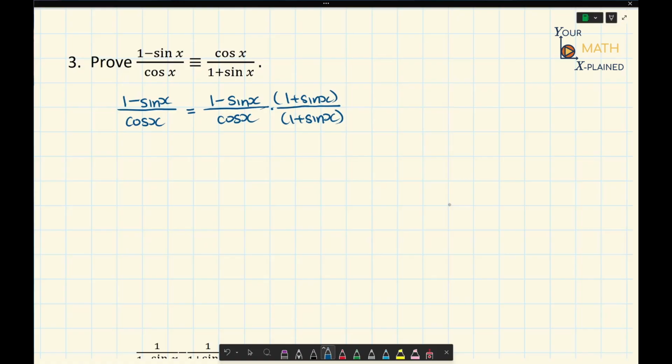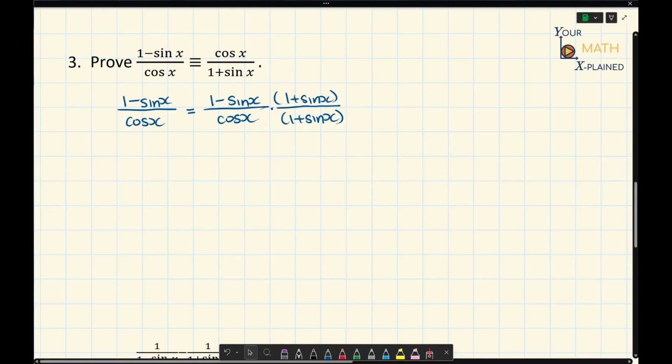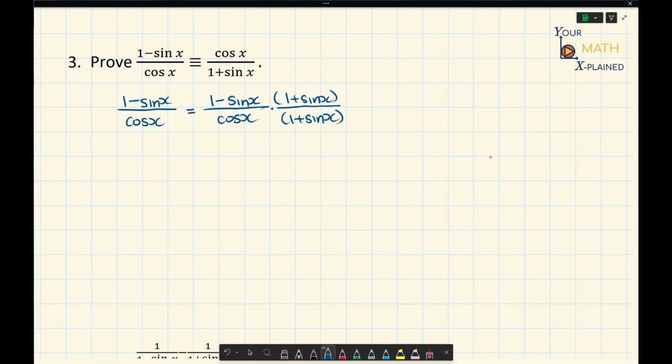So notice this is not cross multiplying. We're not multiplying this 1 plus sine x from the right side over to the left side. What we're doing is we're taking this entire left side expression and multiplying both the numerator and the denominator by 1 plus sine x. So then this is equal to, our numerator is now just going to be a difference of squares. So that'll be 1 minus sine squared x. And then our denominator, we're actually going to leave as is. We're not going to distribute our cos x. So this is going to be cos x times 1 plus sine x.